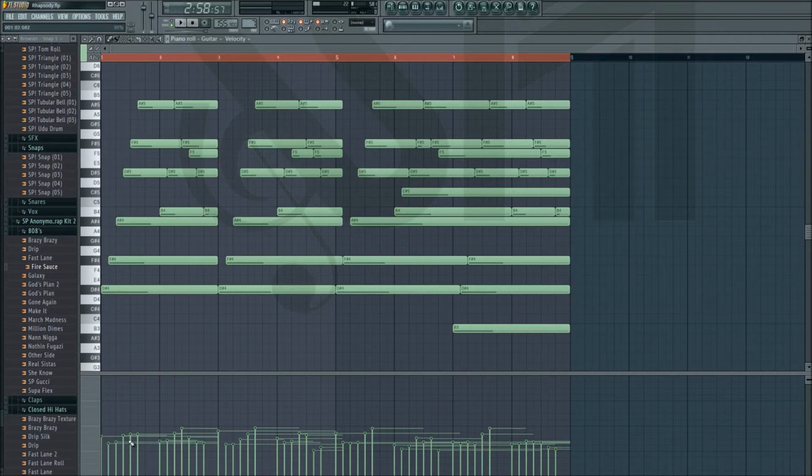Because these velocities are real. You see the rising line, and look, it rises and comes back down. Now, this is not a coincidence, right? I didn't click these velocities in. This is my natural finger weight.